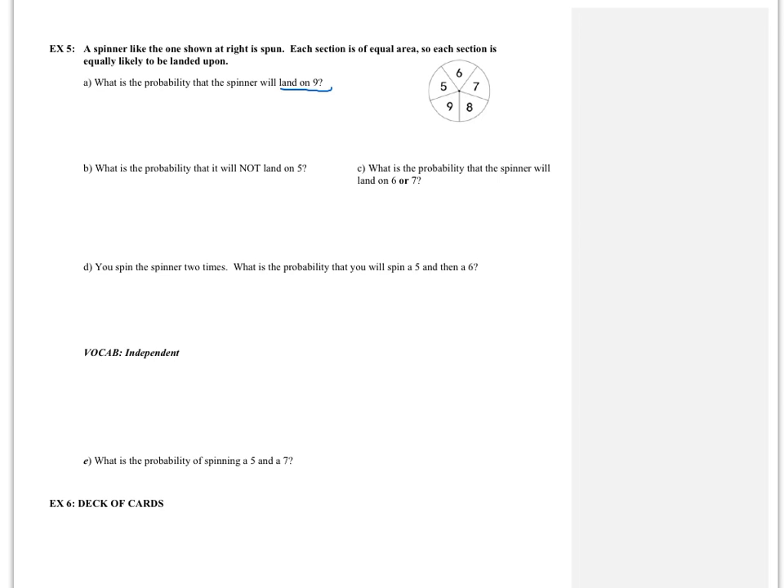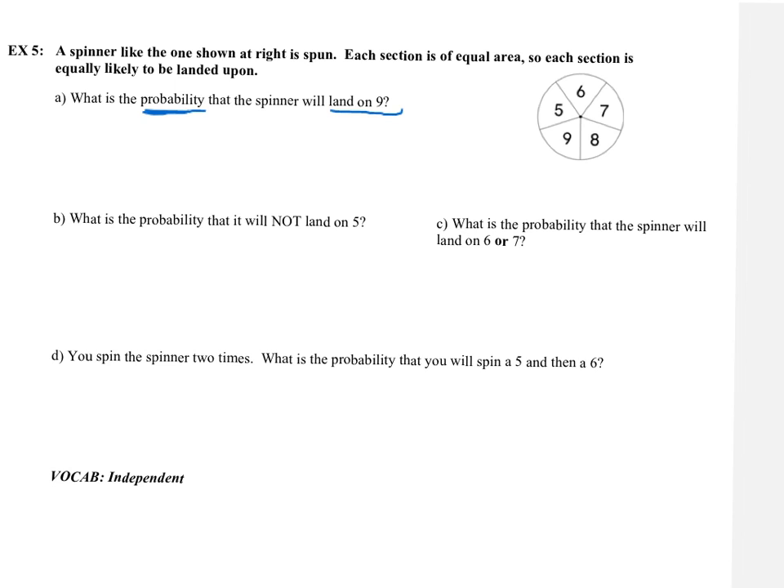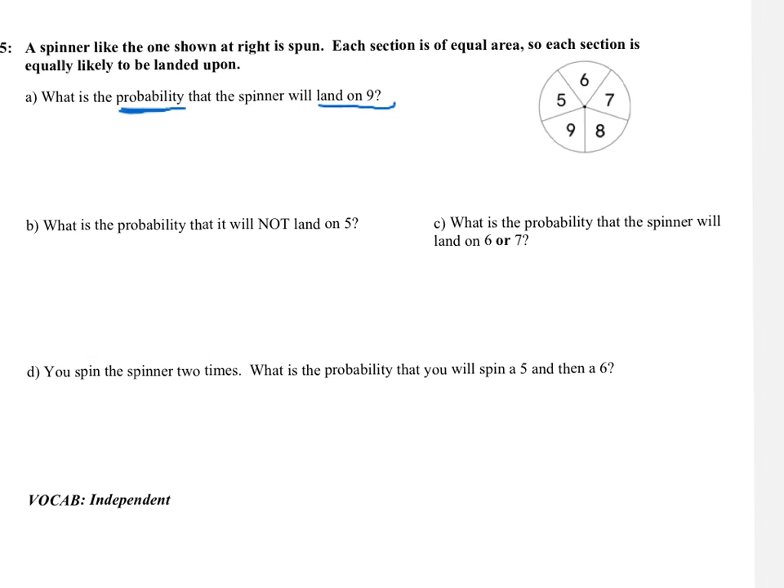Well, first thing we always need to know, probability. We need to look at that key word. Okay, what do we know about probability? Well, it's the desired outcomes over number of possible outcomes.